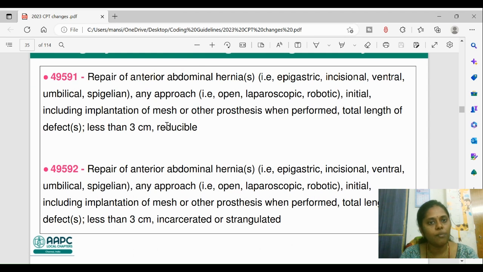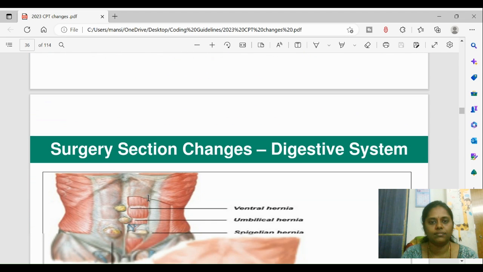Okay, this is reducible. Till here, from repair till less than 3 centimeters, everything is same except for changes. Here it is reducible hernia, here it is incarcerated or strangulated. I told you, reducible will turn to incarcerated, and strangulated then incarcerated. Though it is strangulated or incarcerated, any of these hernias, any approach less than 3 centimeters including mesh implantation will give 49592. Clear? Then we'll go to the next one.